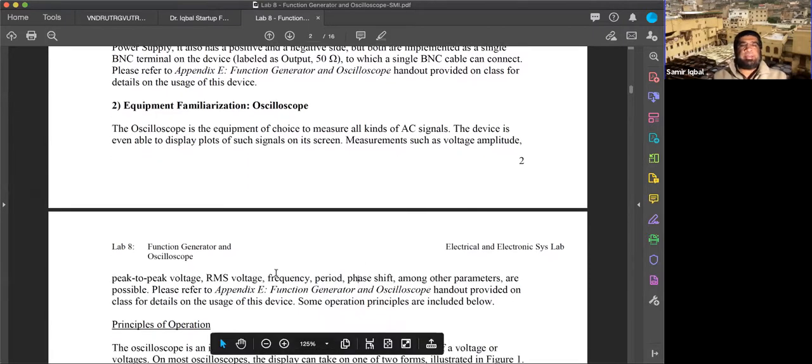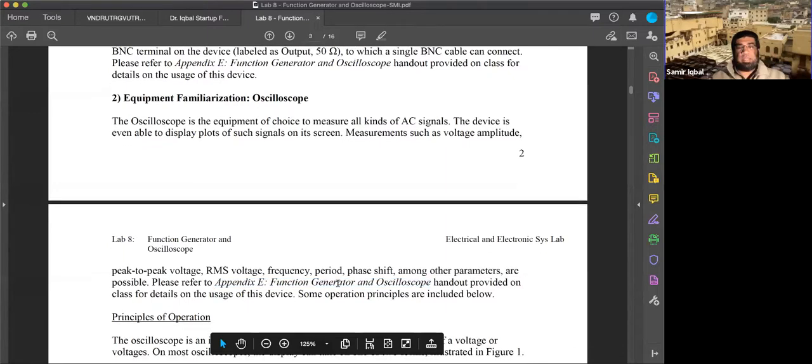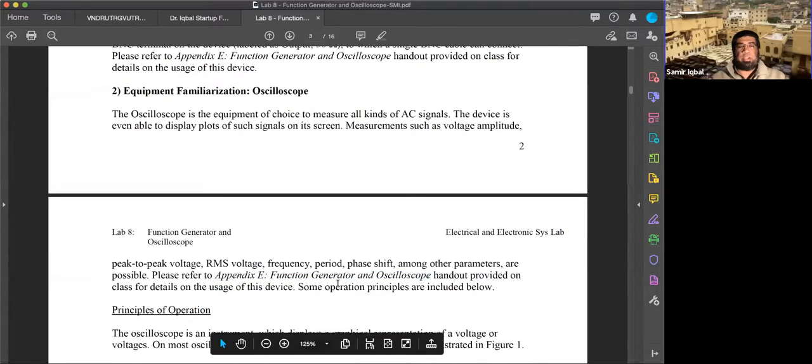Now, the handout talks about Appendix E. I'm trying to get my hands on it. I asked the instructor who taught previously. I'll post it online. But this was more focused on if we were doing it in classroom. But my goal today is to give you a basic introduction of the operations.